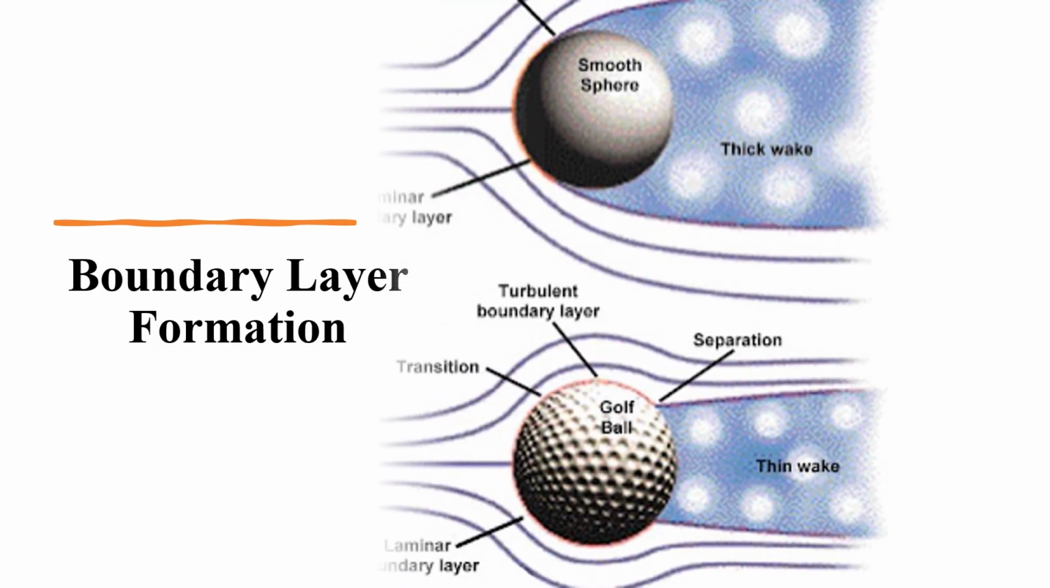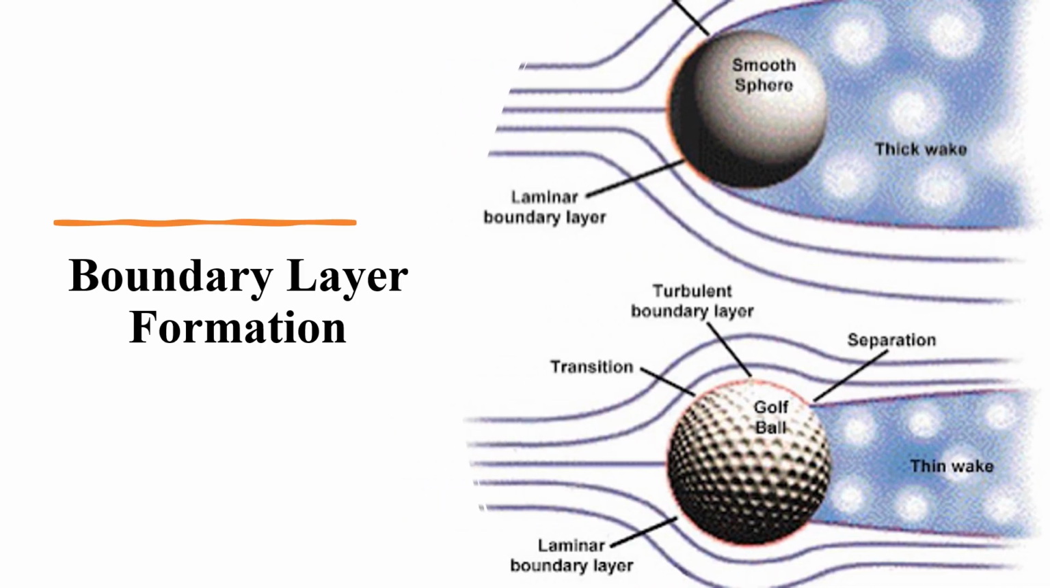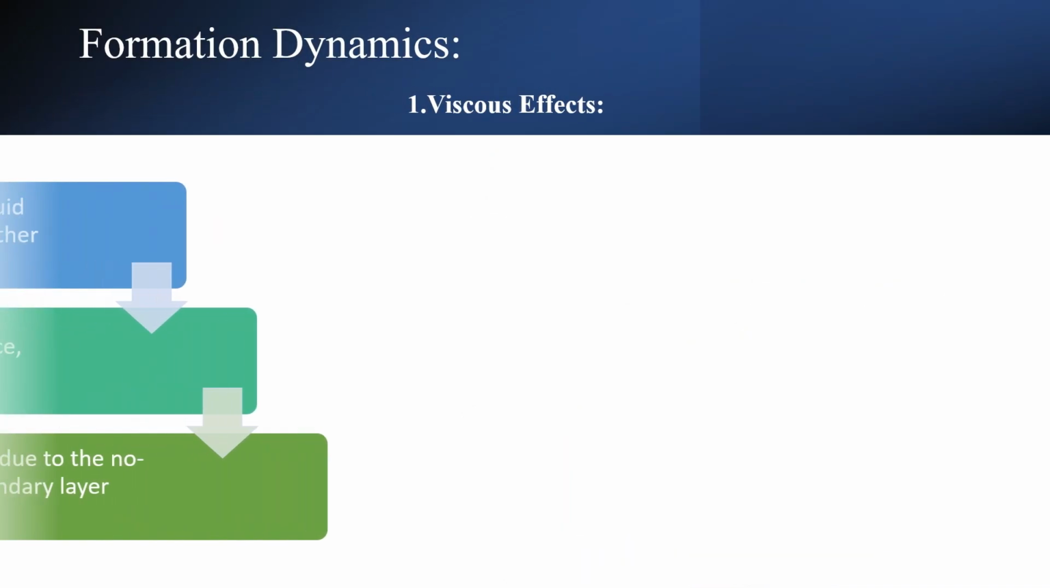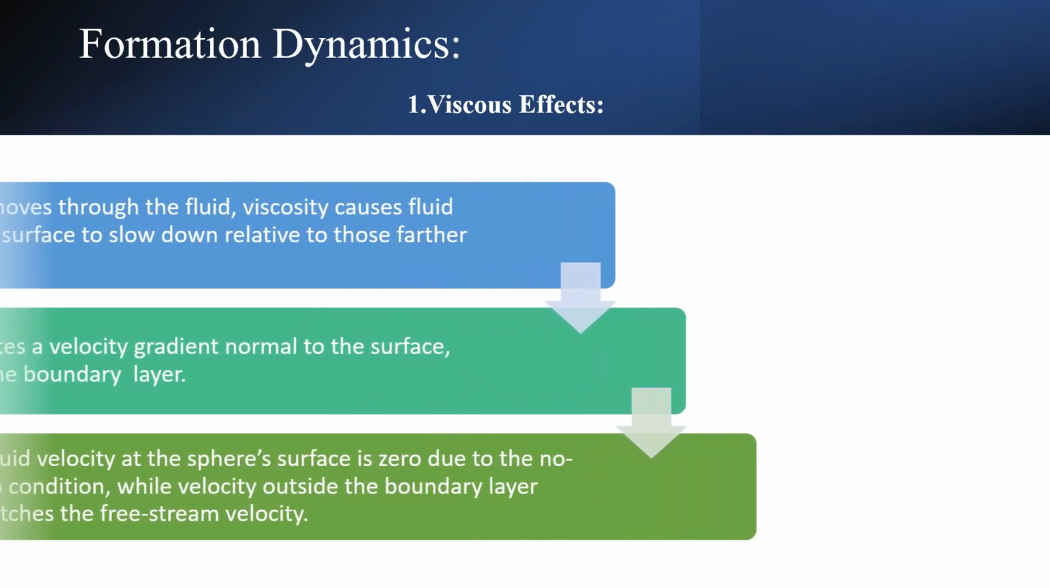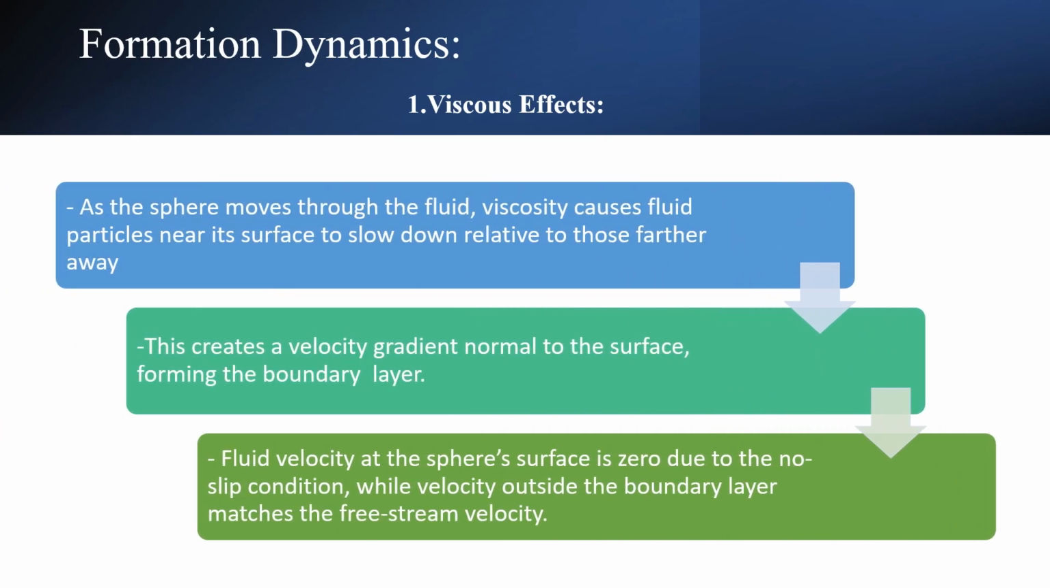Now that we have a basic understanding of why boundary layers matter, let's explore how they form and behave in more detail. The fundamental reason boundary layers form is due to viscosity. As the sphere moves through the fluid, the fluid near its surface experiences friction. This causes the fluid particles to slow down compared to those farther away from the sphere.